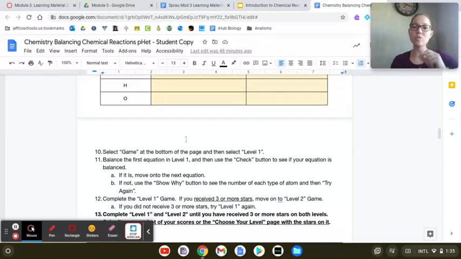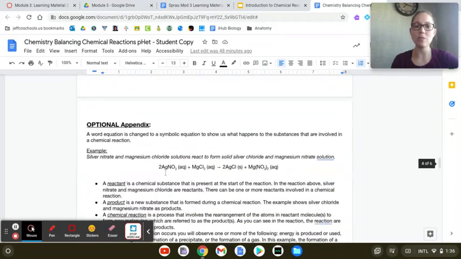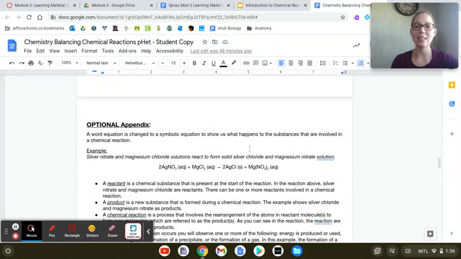And if you are still struggling, as you scroll down to the bottom of your PhET simulation student page, you guys will find an appendix here. And it goes over all of the vocabulary again to give you guys some additional resources. So let me know if you guys have any questions. And hopefully this PhET simulation will help you better too.